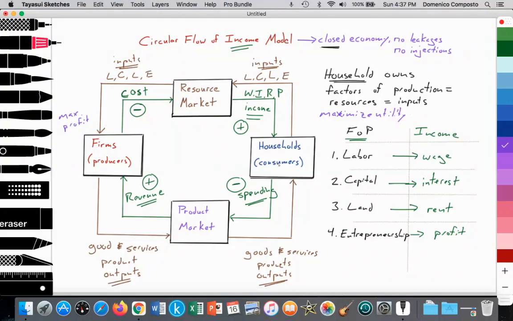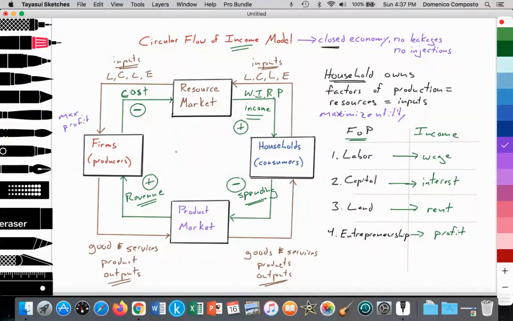Now, it should also be noted that as households and firms engage in trade within the resource and product market, they are each better off in the exchange based on the belief that, from their point of view, they are buying, in the case of firms, the resources at the lowest cost possible, while the household believes that they are selling their resources at the highest price possible to the firm. In addition, the household believes that they are buying goods and services at the lowest price possible in the product market, whereas the firm believes that they're selling it to the household at the highest price possible.